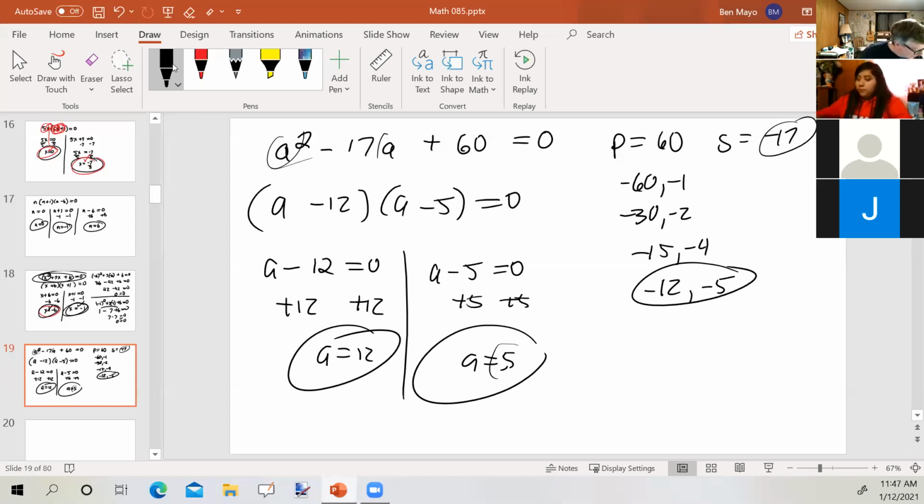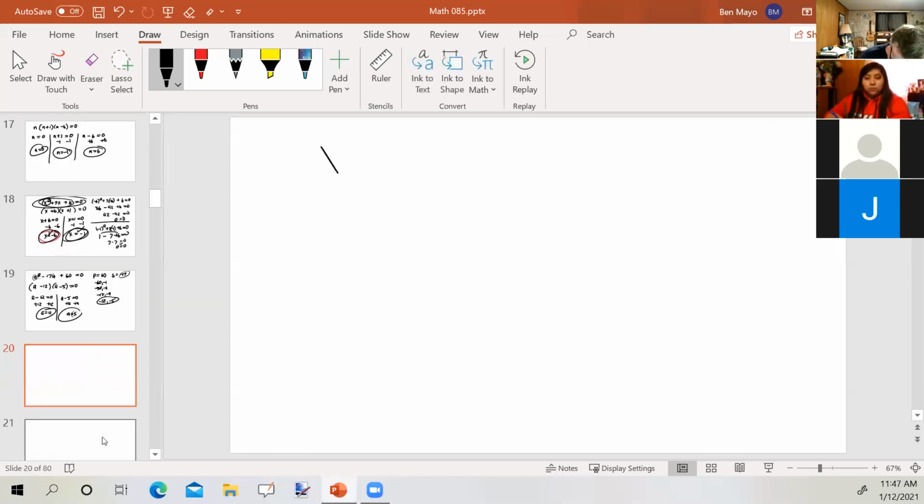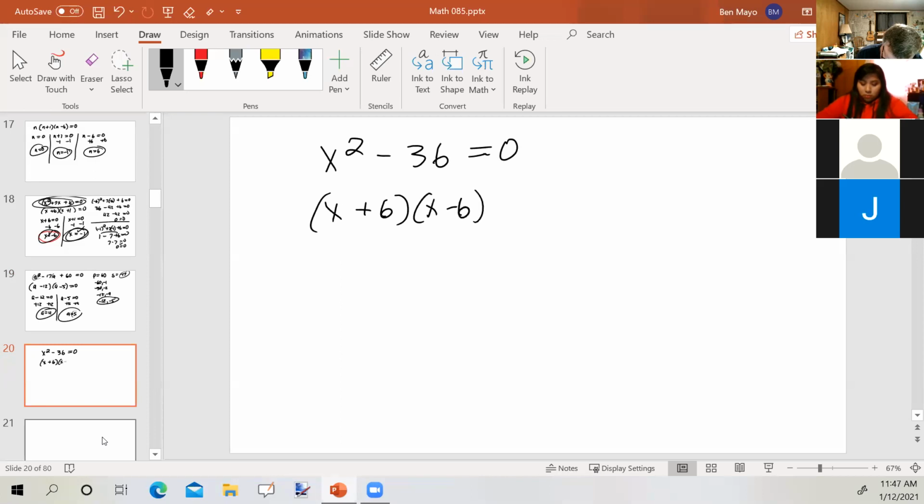Okay. Let's take a look at another situation. Let's say I've got x squared minus 36 equals 0. Well, I've still got a quantity equal to 0, but it's not a trinomial. It's a binomial. Oh, it's the difference of two squares, isn't it? x plus 6, x minus 6. So factoring it, setting it equal to 0, we get that.